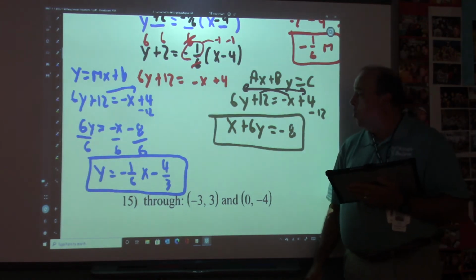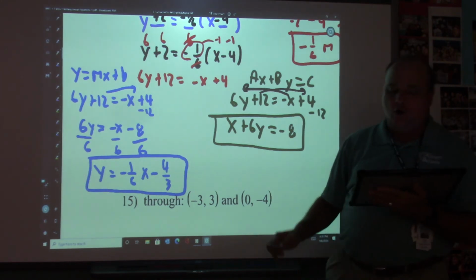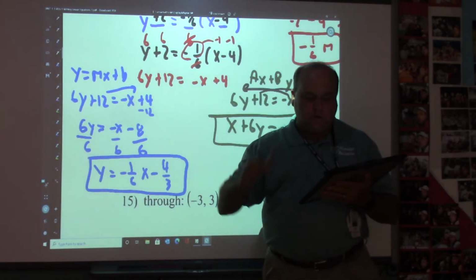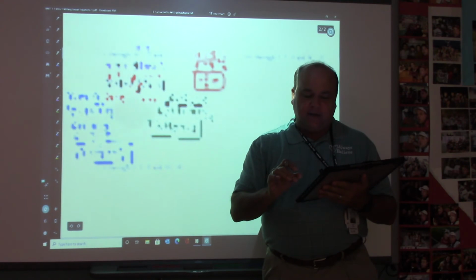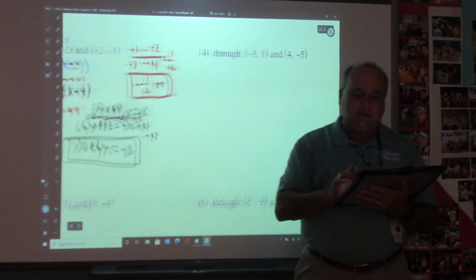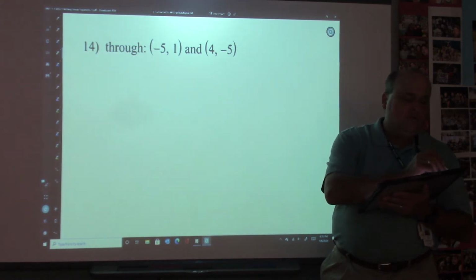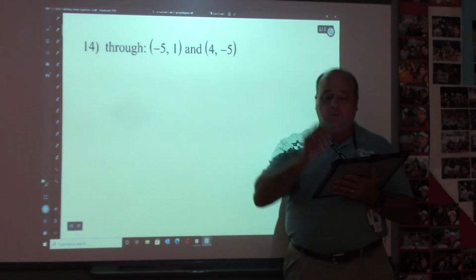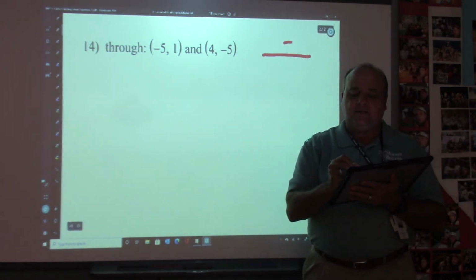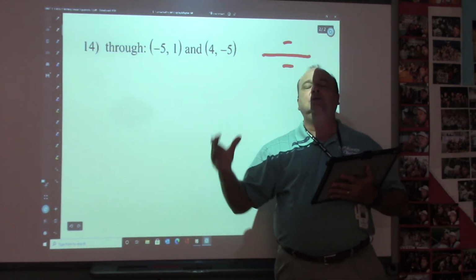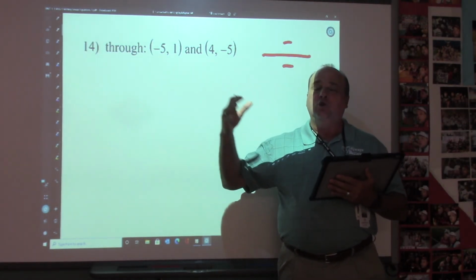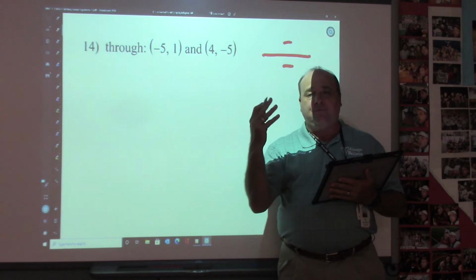I'll do one more of these with you, and I'll do one without a zero because the zeros are kind of easy. Let's go to number 14. First thing you're going to do is find the slope. So we're going to draw a fraction bar. Remember, you'll get this. We're going to do it one more day tomorrow, so you're going to have 3 days of this.